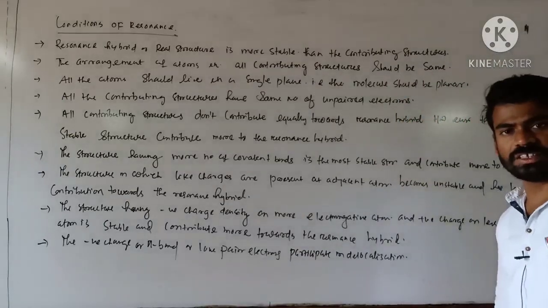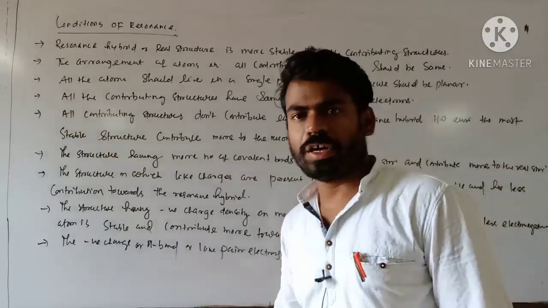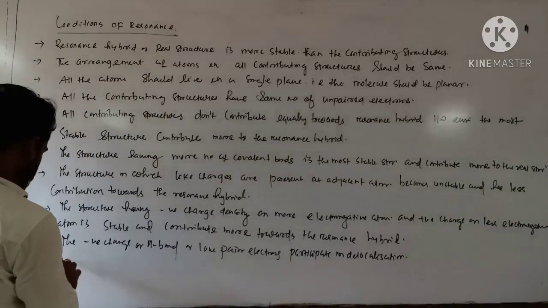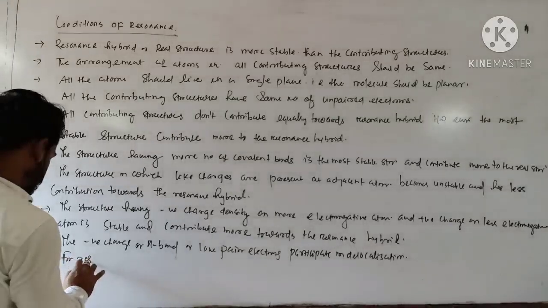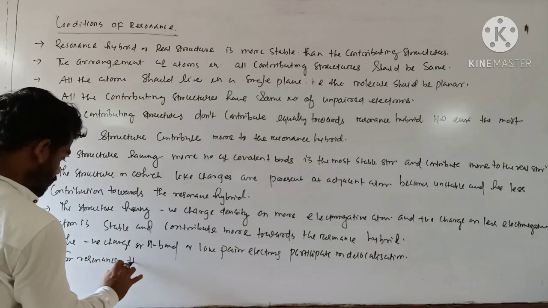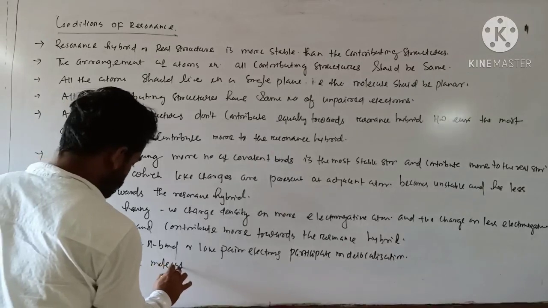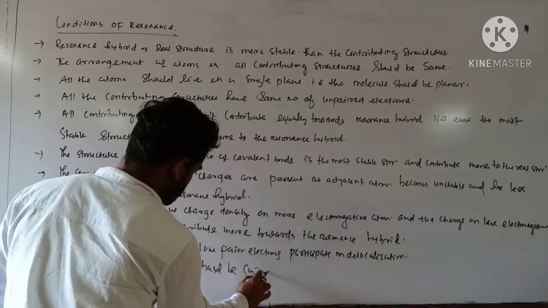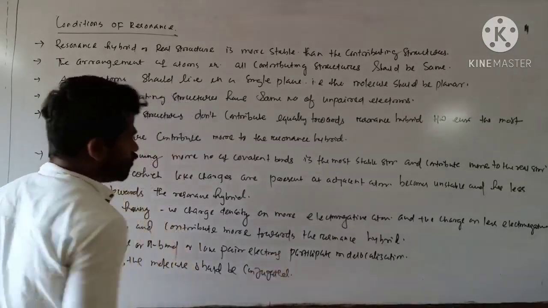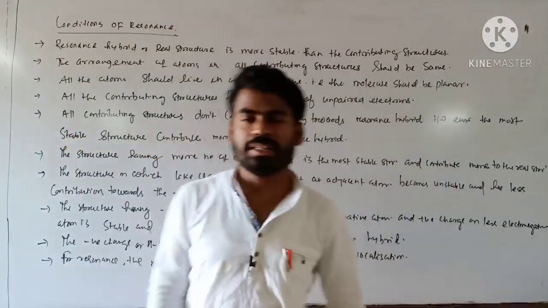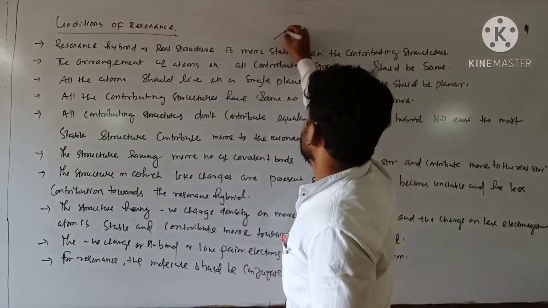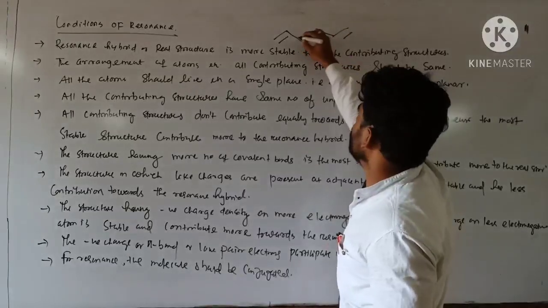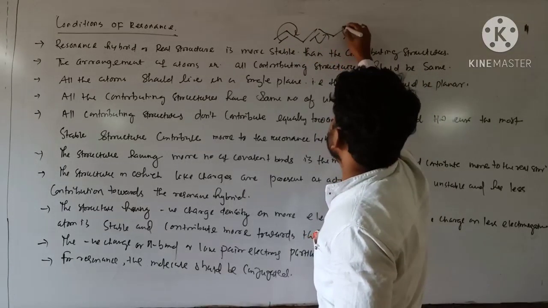And this delocalization is applicable if the system is conjugated. For resonance, the molecule should be conjugated. Conjugated means alternate double bonds are there. That means here single bond, double bond, single bond, double bond, single bond, like this. This is a conjugated system. Clear?